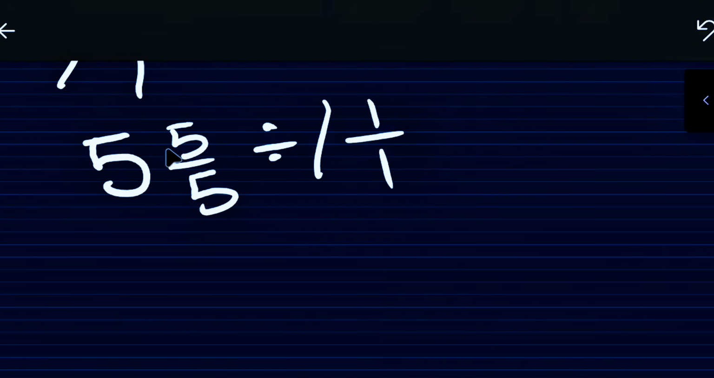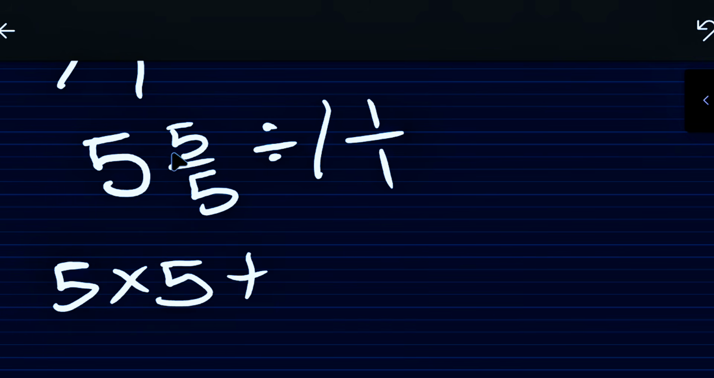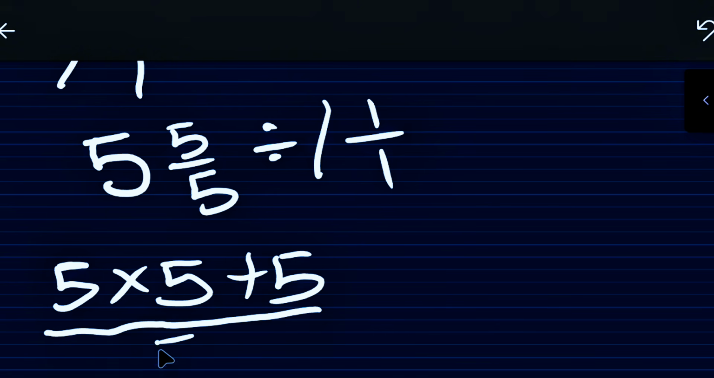From here, the next thing we are going to do is to change this mixed fraction to improper fraction. Now, how do we do that? We are going to use the denominator, which is 5, okay, times this whole number, which is 5, then plus the numerator here, which is 5, okay? And we are going to divide everything by 5. Now, we have divided by 1 whole number, 1 divided by 1, okay?